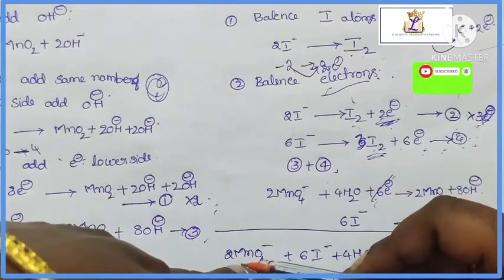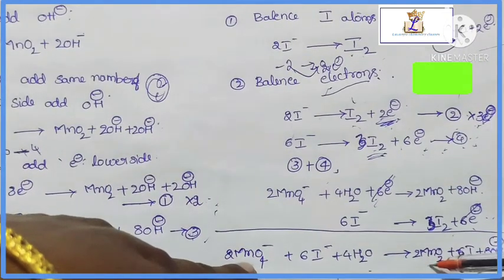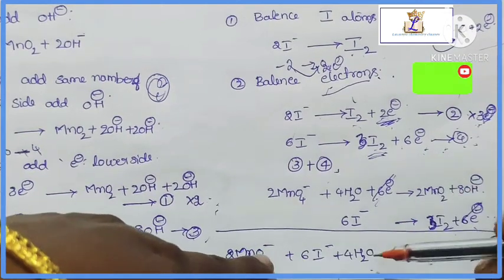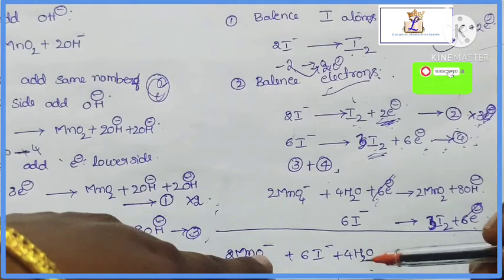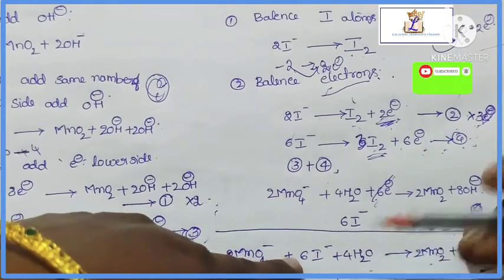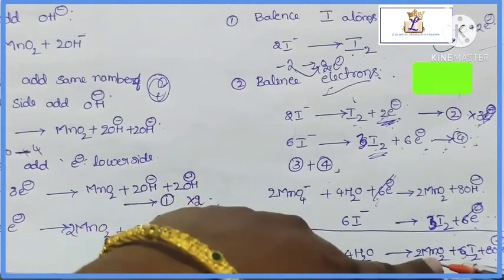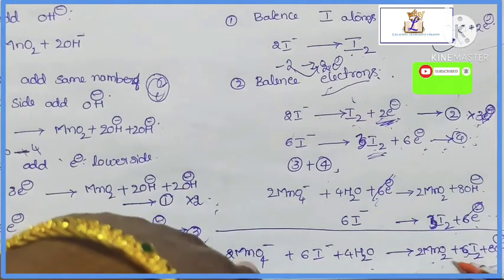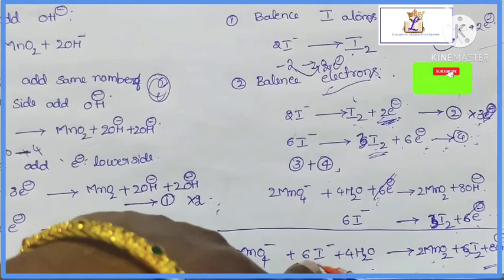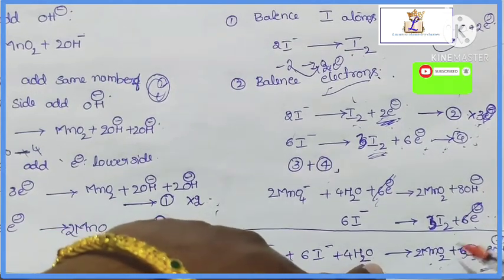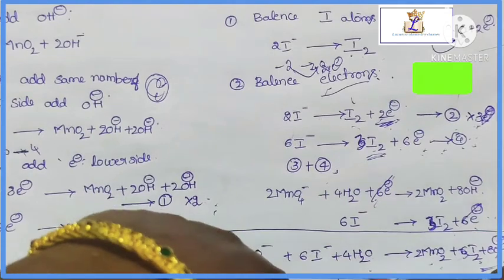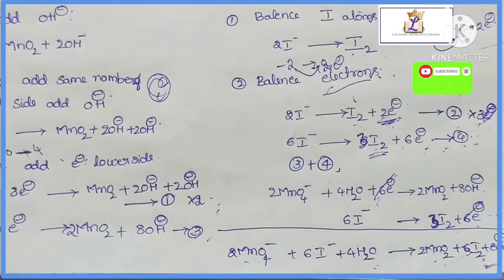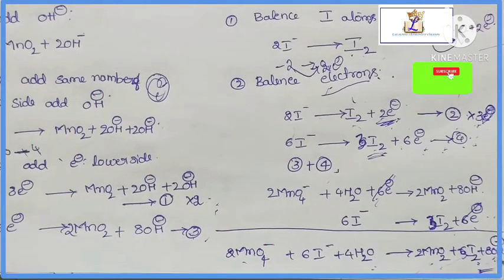The 2 manganese atoms are present on this side, and 2 manganese atoms on the other side. Oxygen atoms: 4 times 2 is 8, plus 4 is 12 oxygen atoms on this side. On this side 4 oxygen atoms, 8 oxygen, 8 plus 4, 12 oxygen. So oxygen atoms are balanced, manganese atoms are balanced, and iodine atoms: 6 iodines on this side and 6 iodines on this side, 3 I2 together. Then hydrogen atoms: 8 hydrogen atoms on this side, and on this side 8 OH, 8 hydrogen atoms.